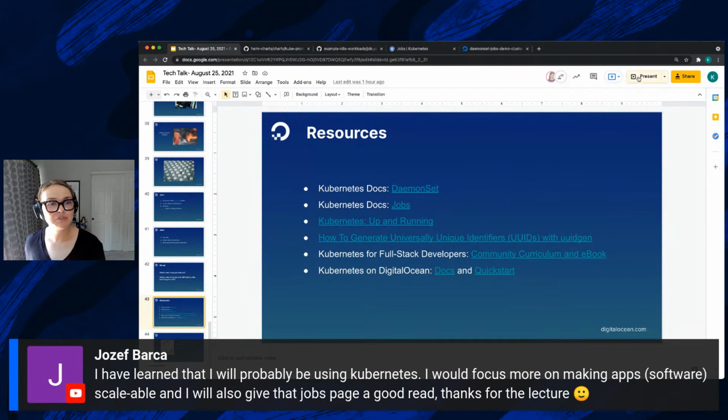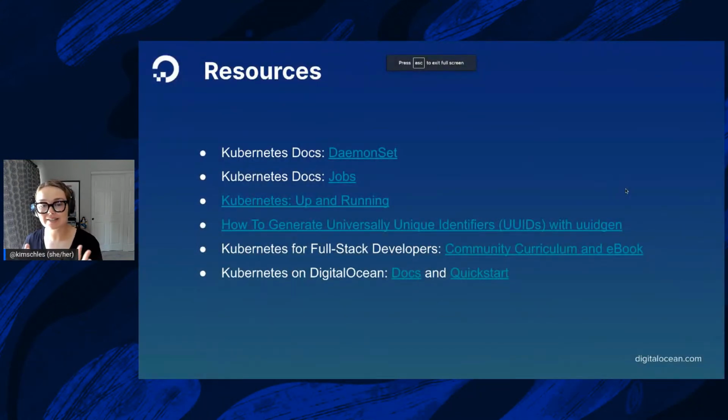Well, to finish things off, again, this slide deck will be available on the Tech Talk page, hopefully later today. The resources that I used to prepare for this talk are the Kubernetes docs. The DaemonSet and Jobs documentation are great. The book Kubernetes Up and Running was written by like the big three, Kelsey Hightower, Brendan Burns, Joe Beda. It's a really good book. I highly recommend it. If you're curious about that UUID generation trick, the DigitalOcean tutorial on that is outstanding.